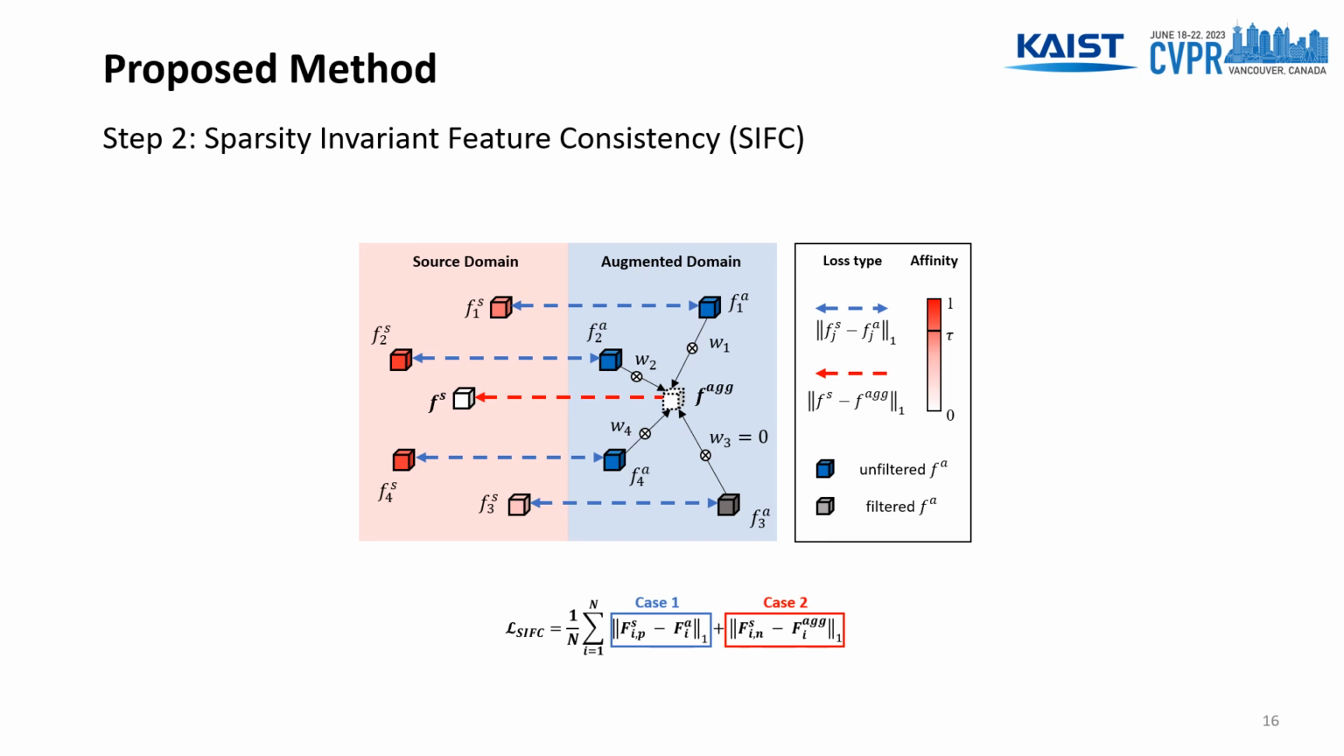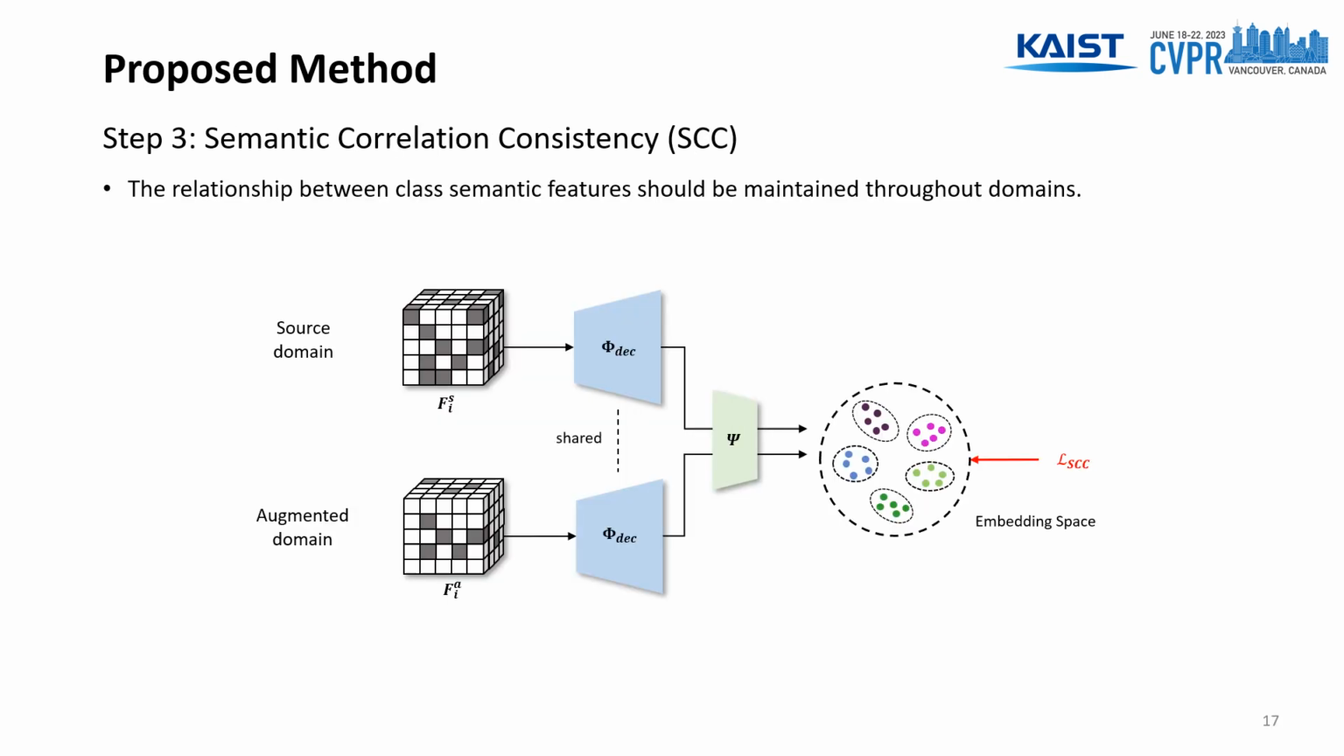But even with SIFC, we still need an additional constraint to deal with scene difference domain gaps. In step 3, we propose the semantic correlation consistency, SCC, to deal with scene distribution differences. SCC aims to maintain relationships between classes that are consistent throughout domains, such as that cars are located on top of roads. Both the source and augmented domain encoded sparse features are decoded, fed to the metric learner, and the SCC loss is applied to the constructed embedding space.